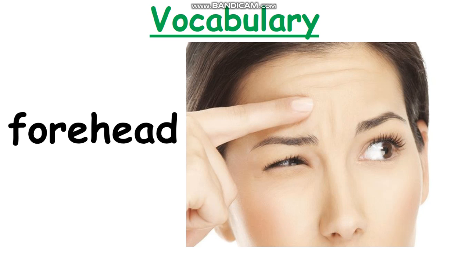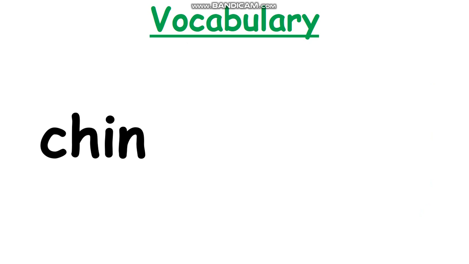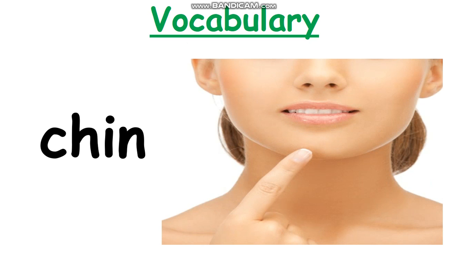Next one. Forehead. Again, forehead. So do you know forehead? Yeah, you can see the picture. That one is called forehead. So how to spell forehead? F-O-R-E-H-E-A-D. Forehead. Very good. Next word. Chin. Again, chin. Do you know chin? Where is your chin? Here, below your mouth, called chin, right? Chin, again, chin. Okay, how to spell chin, everyone? C-H-I-N, chin. Very good. Alright, so that's all about the vocab about the head, right?